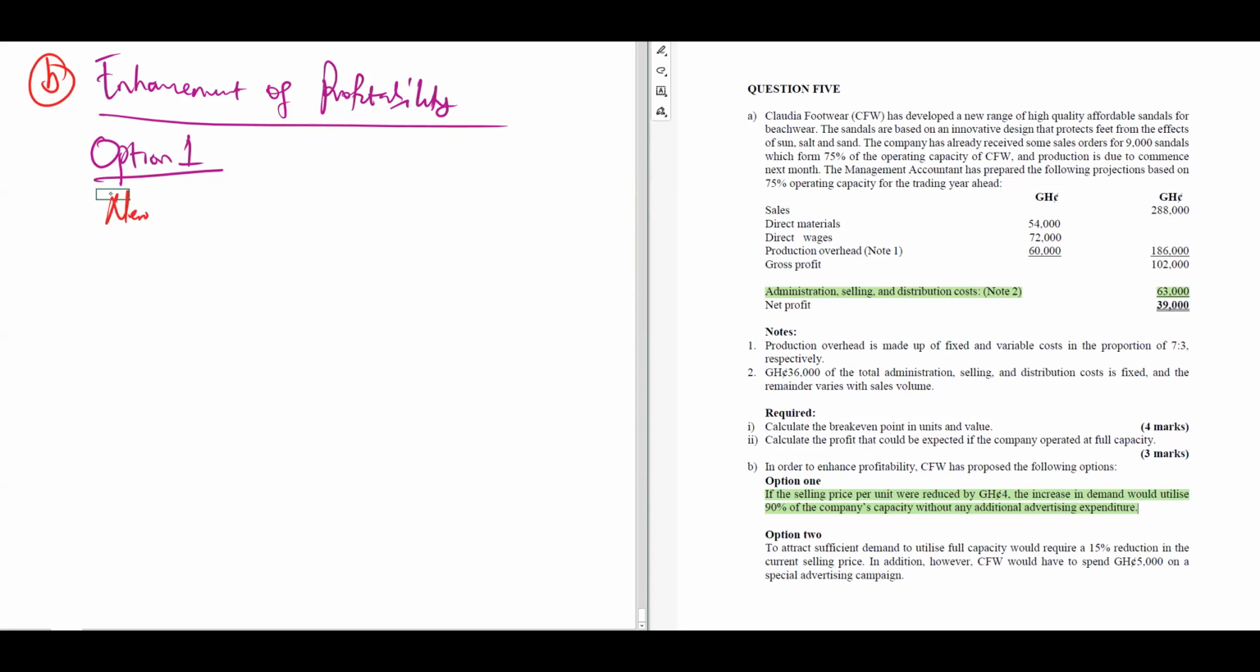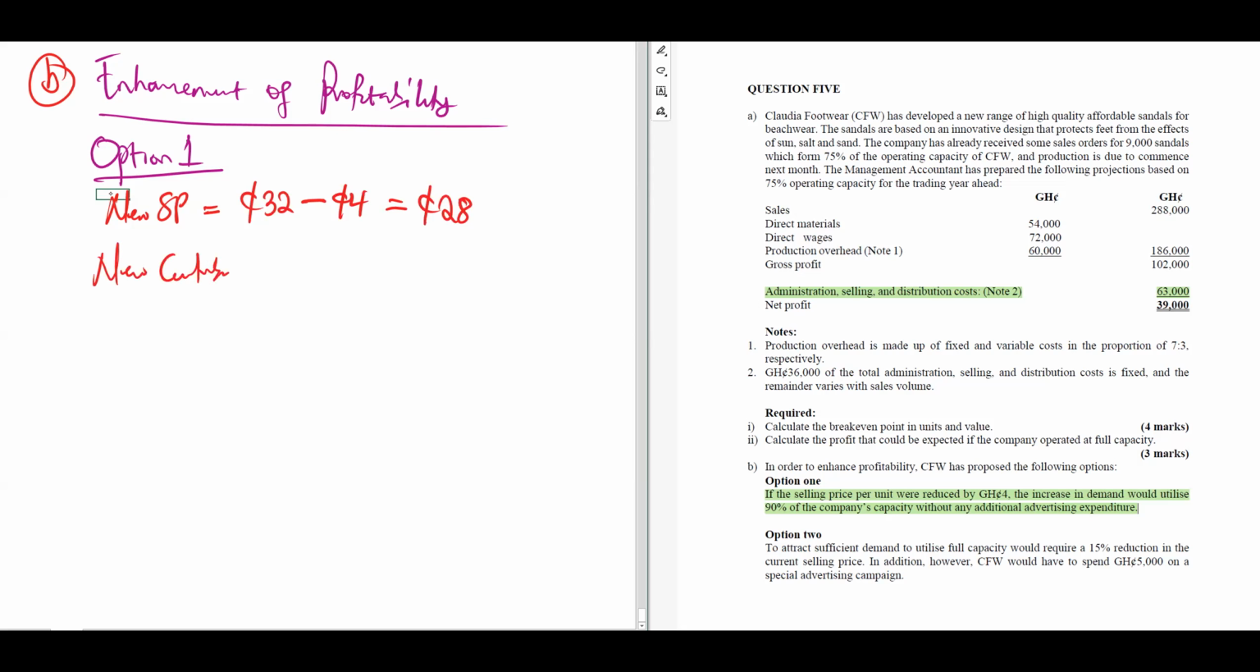What is the new selling price? They said selling price will reduce by how much? Selling price will reduce. So the original selling price was 32, right? They said it will reduce by 4 cedis. So what's the new selling price now? 28. Now we'll sell it at 28, right? And this 28 means it will affect our contribution. So what's our new contribution now?